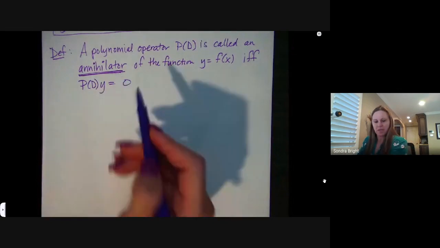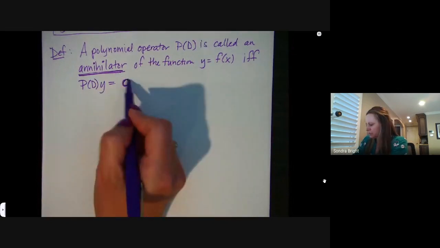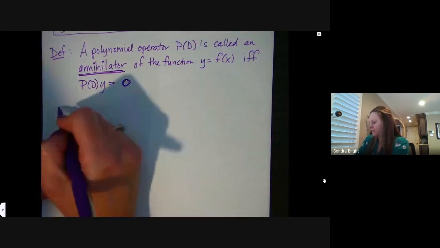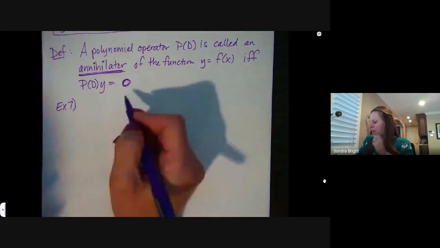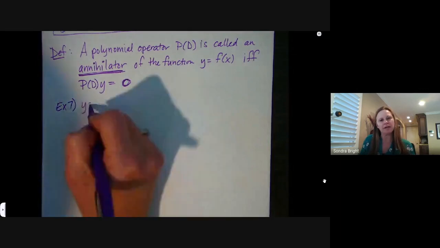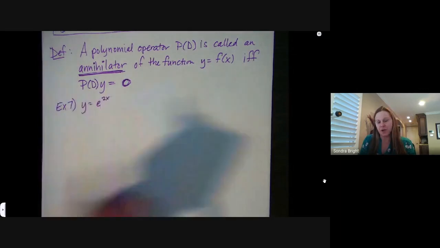Okay. So yeah, the annihilator, it's what brings that function down to 0. What polynomial operator will annihilate the function and bring it to 0. All right, so for example, we'll do some quick examples of if y equals e to the 2x, what's the polynomial operator that would bring that to 0?